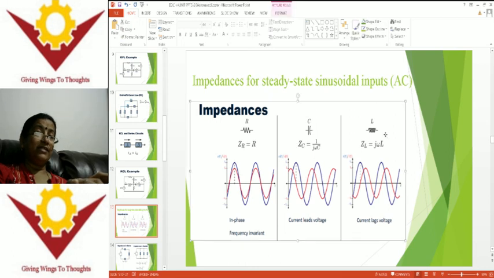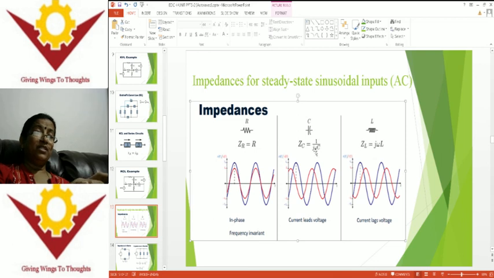Similarly, in case of inductance, current lags the voltage. That is, voltage leads current. In that way also we can specify. While observing these waveforms, we can see the current lags the voltage, or voltage leads the current. In that way, we can define the relation between voltage and current in case of inductance, which is denoted with the letter L. The impedance of this inductor is ZL equal to j omega L.